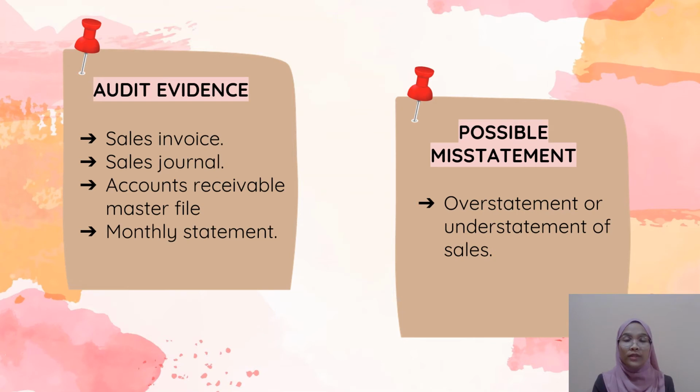The audit evidence related to the substantive tests are sales invoice, sales journal, accounts receivable master file, and monthly statement. After the audit procedure has been carried out, there might be some possible misstatement, such as overstatement or understatement of sales.